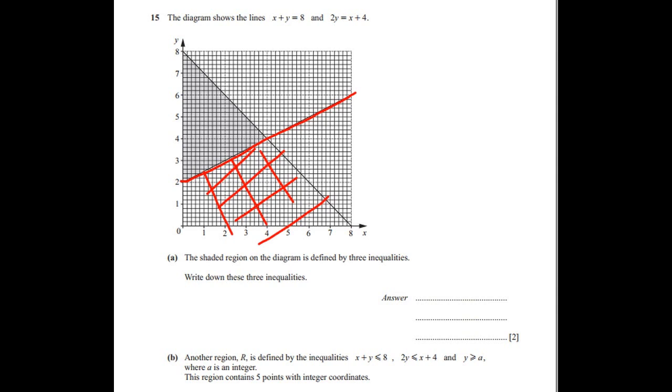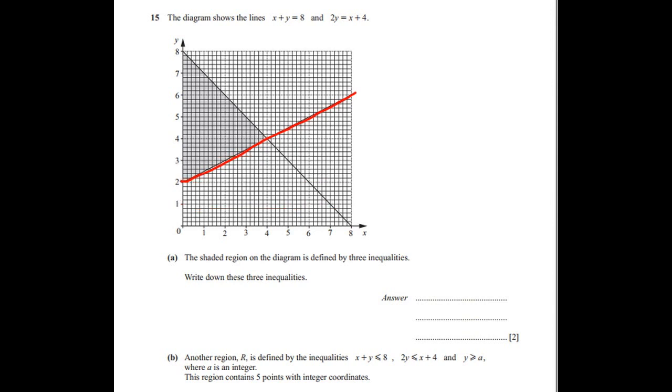And we're also given a final line, y is greater than or equal to a. Now this will be a horizontal line, because y equals 3 or y equals 8, that's a horizontal line, not a tilted line. Okay, so we have another horizontal line, somewhere over here, and the condition we're given is that y is greater than or equal to a, where a is an integer, so it can be y equals 1 or y equals 2 or y equals 3.